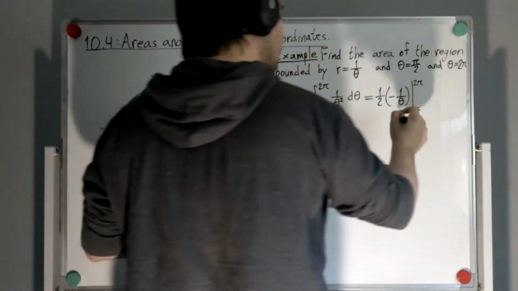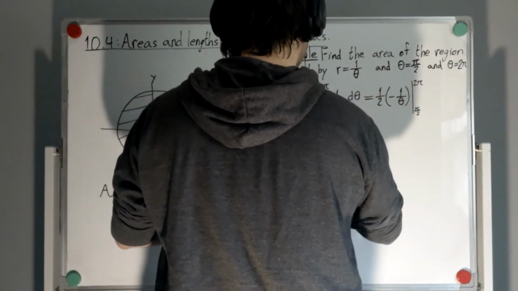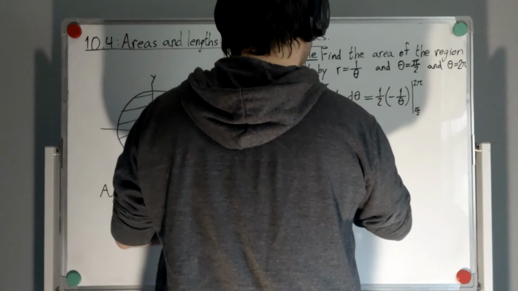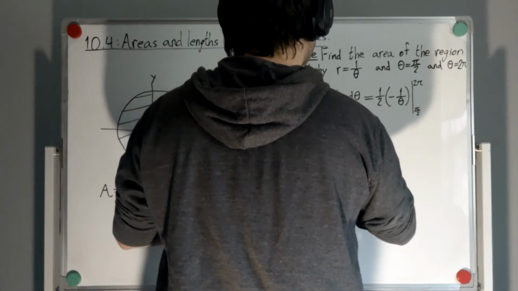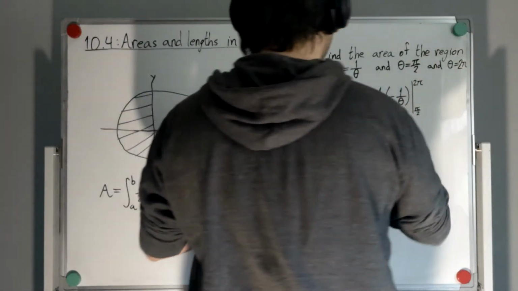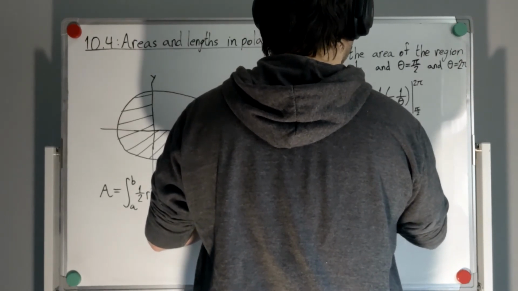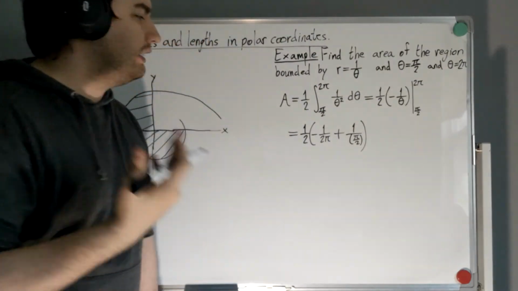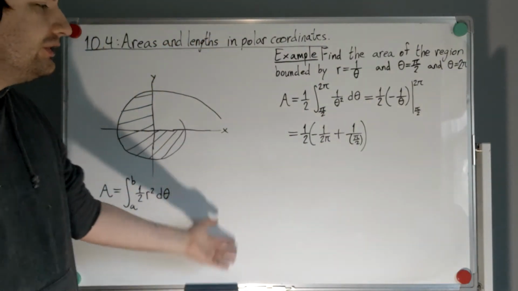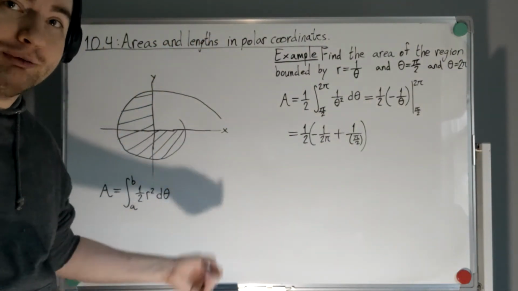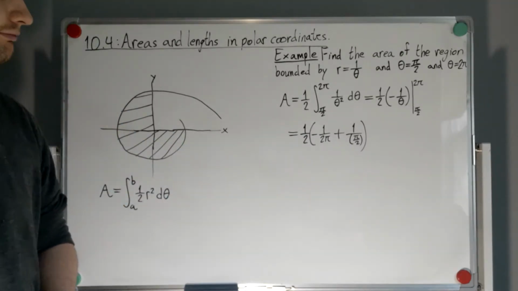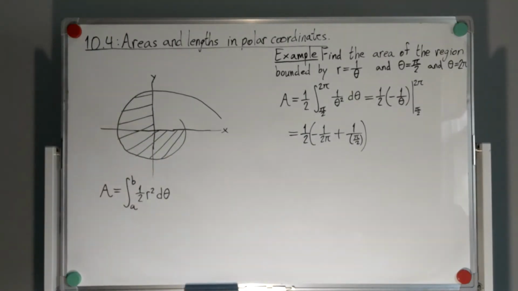All right, so then this ends up being 1/2 times negative 1 over 2 pi minus negative 1 over pi over 2, so that's 1 over pi over 2. And then that's our answer. Of course, there's ways to simplify that, but not really important.